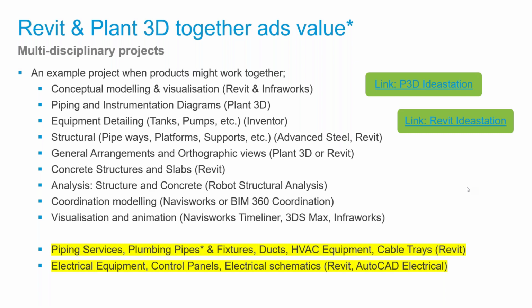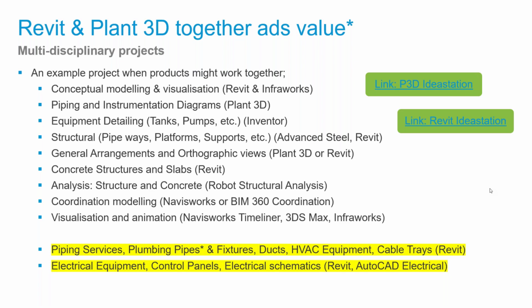And for general arrangement and pipe models, I would say pipe general models and orthographic views, we will remain on Plant 3D, or we can also use Revit for that. For concrete structures and slabs, which fall a bit into structural elements as well, we will use Revit. And for the analysis and the compliance of this structure, we can use Robot Structural Analysis.